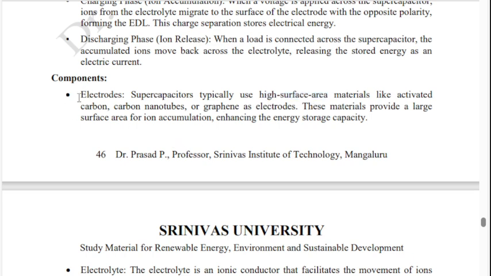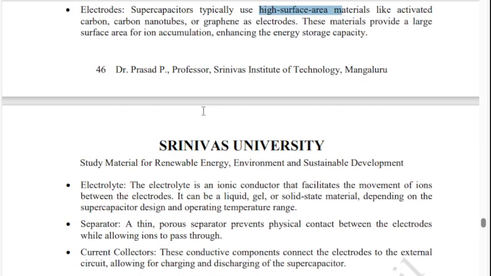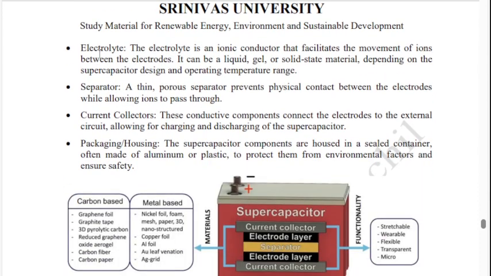Okay, so that is the first point, which type of electrodes are used in a supercapacitor. Main thing, high surface area material like activated carbon, carbon nanotube, or graphene. Now what are electrolytes? Electrolyte is an ionic conductor that facilitates the movement of ions between the electrodes. It can be a liquid, it can be semi-liquid, or what we call gel. It can be a solid state material. It depends upon the supercapacitor design and operating temperature.